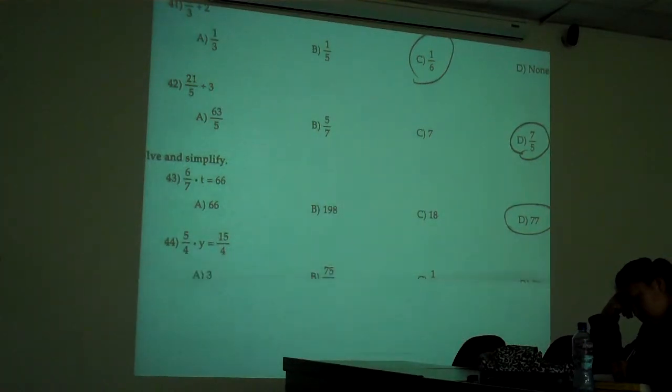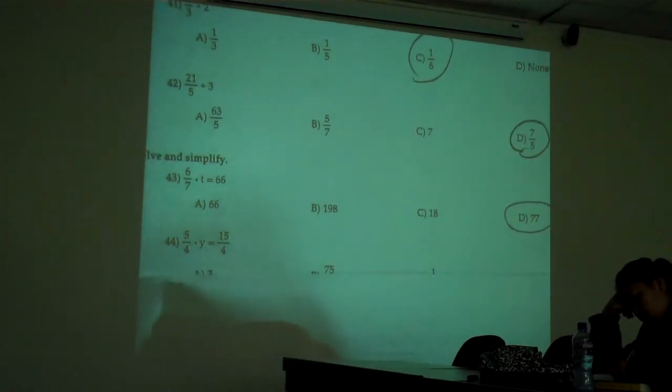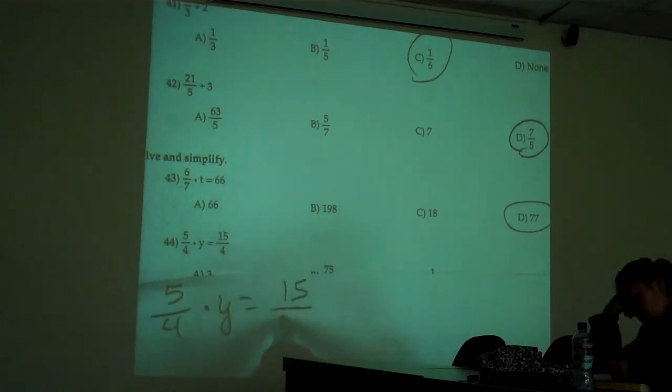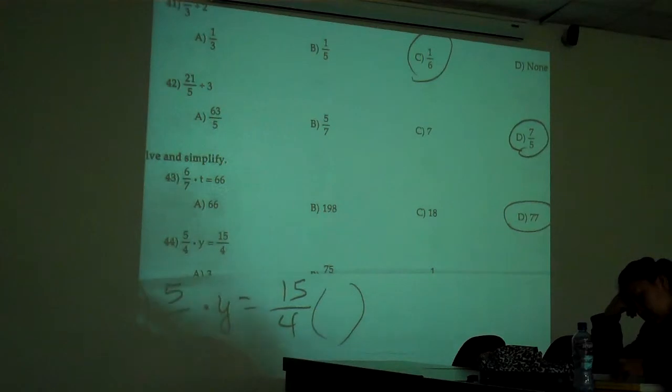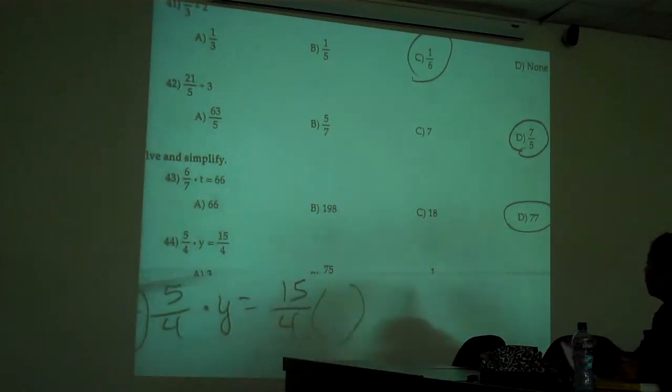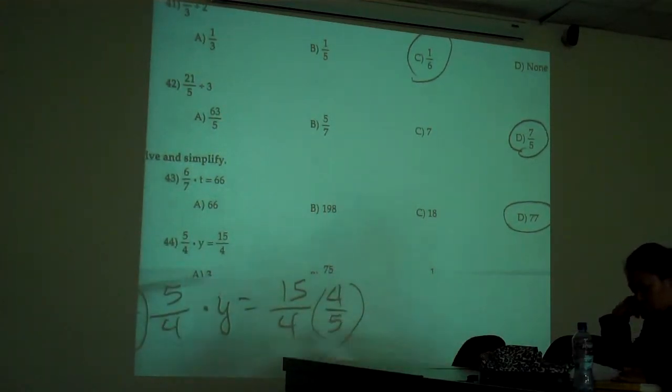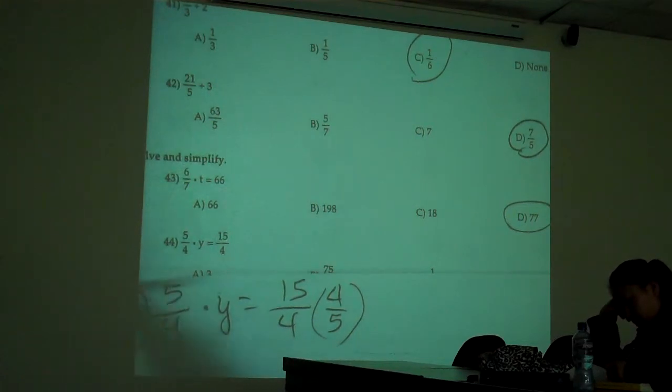Okay, same kind of problem right here. We have 5/4 times y equals 15/4. What are we going to do? Divide. Yeah. Multiply by the reciprocal or divide by 5/4, same thing. Multiply by the reciprocal on both sides. There's 20/20 is 1, so we have y.